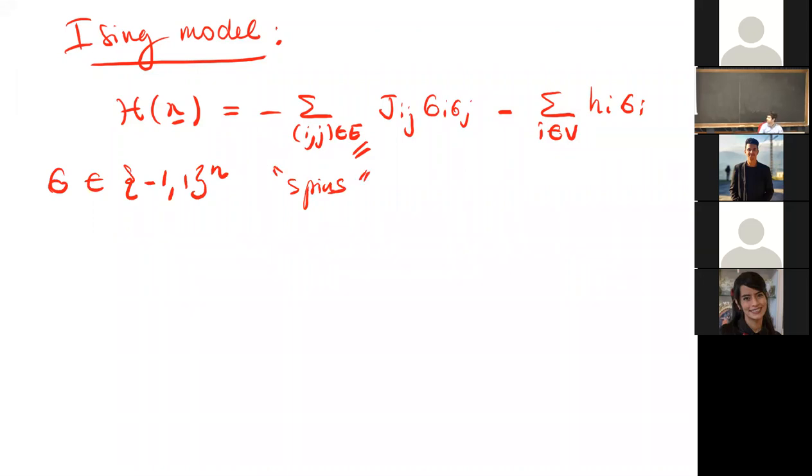But it can represent any generic binary variable. Are these the spins of, like, particles? So the Ising model was originally defined to model what we call ferromagnetism.